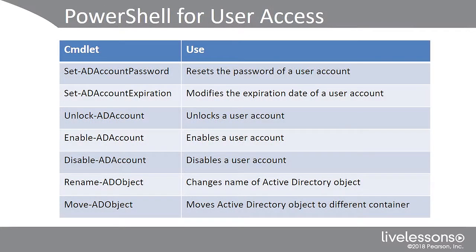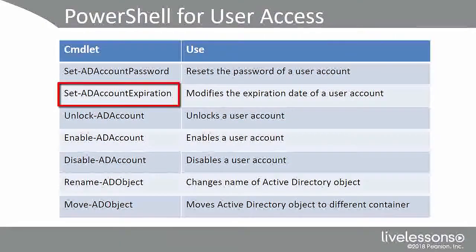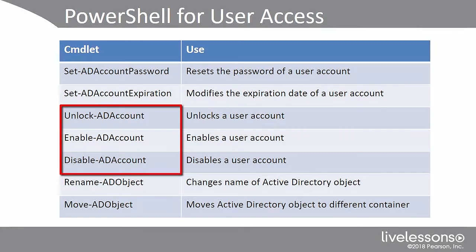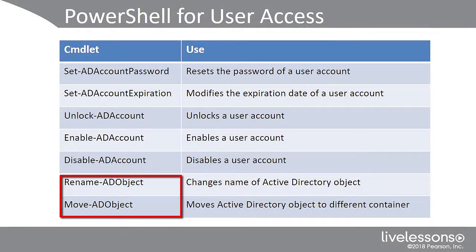When working with user access, we have some specific PowerShell commands that we can use, for instance, to reset the password of a user account. We're going to use Set-ADAccountPassword. And remember, I showed you we could have an account expire after 90 days. We can actually modify that expiration date by using the Set-ADAccountExpiration PowerShell cmdlet. When we're working with unlocking, enabling, and disabling accounts, we can use Unlock-ADAccount, Enable-ADAccount, and Disable-ADAccount respectively. And as always, I want to remind you we can use Rename-ADObject and Move-ADObject to change the name of an object in Active Directory or to move an object from one container to another container in Active Directory.